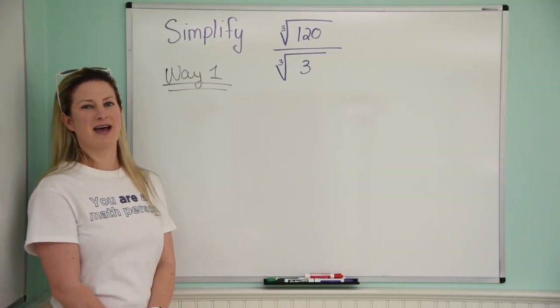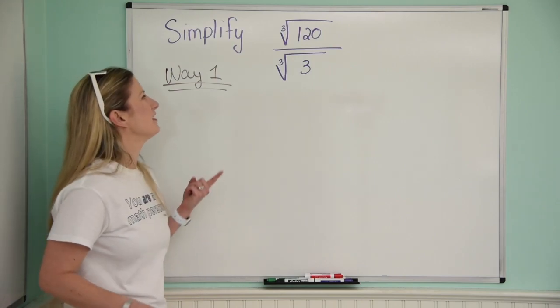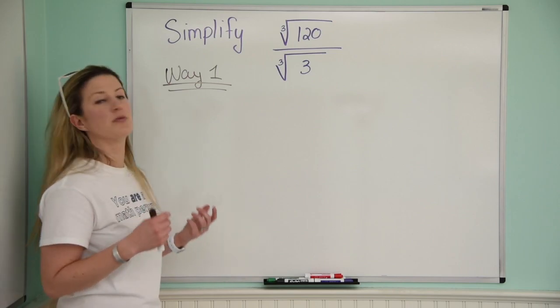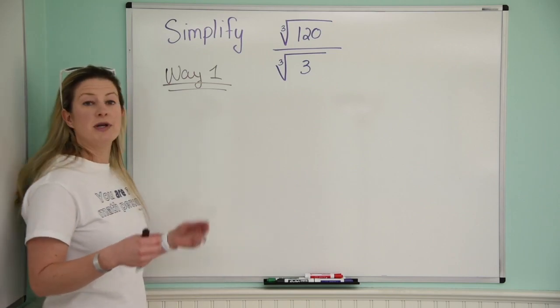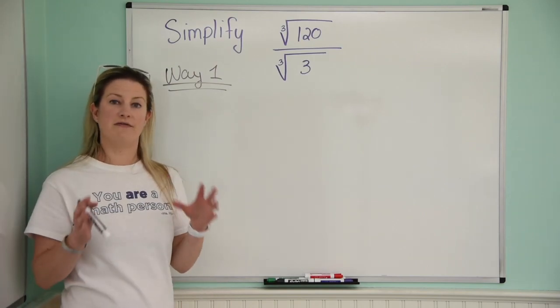Hey everyone, I'm Ms. Milkowski, the mathematician, and today we are going to simplify the cube root of 120 over the cube root of 3. All right, so I'm going to show you two ways to do this, okay? And we're going to start with way one, which is kind of like the faster way.